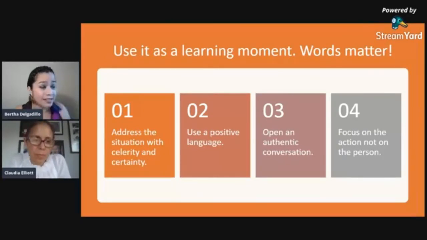And if you let it go once with Michaela, and then Joanna and Michaela are friends, Joanna is going to be hating on you because you did not get Michaela, but you got Joanna. So you have to be always on it. If it happens, it doesn't matter which kid did it, you have to address it, but remember to address it with celerity and certainty.